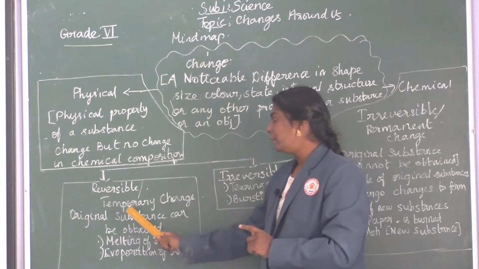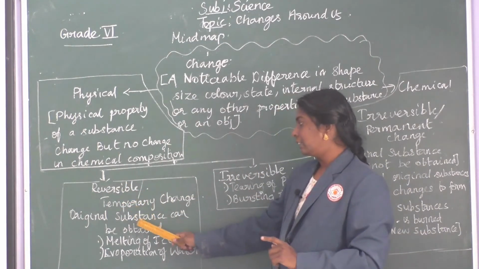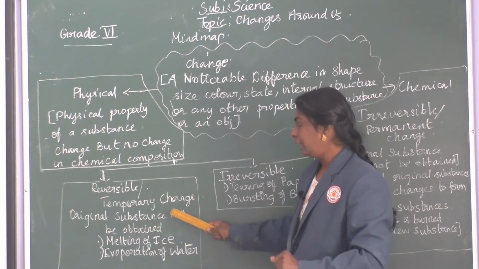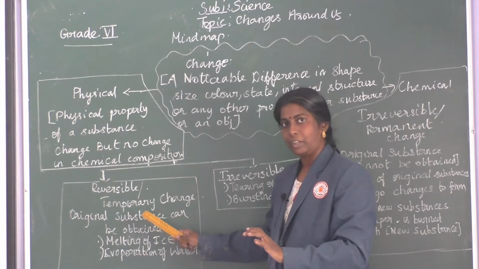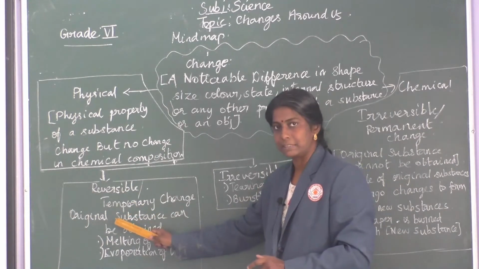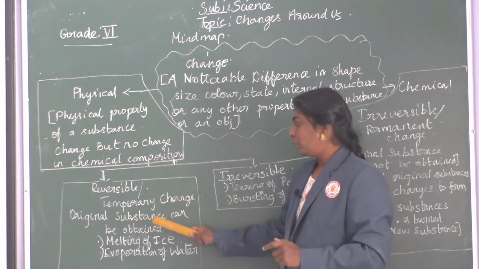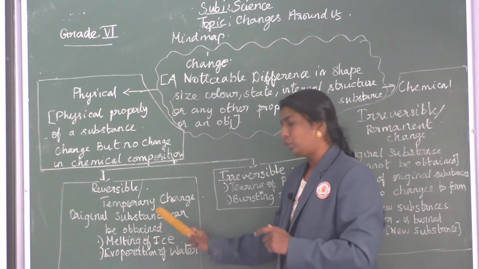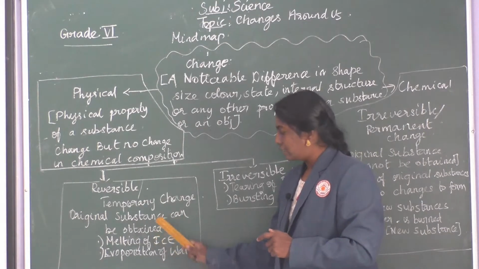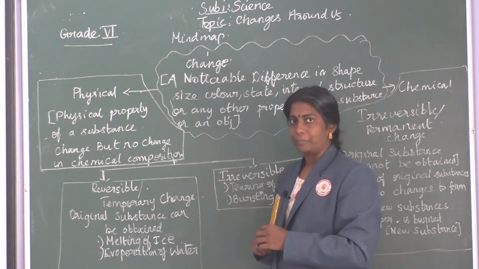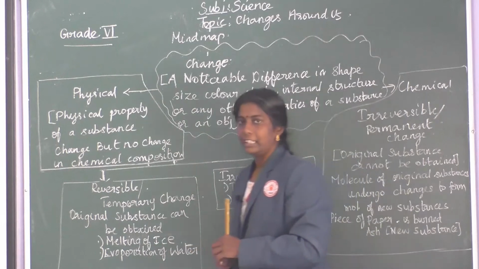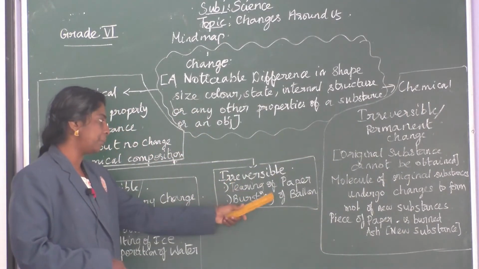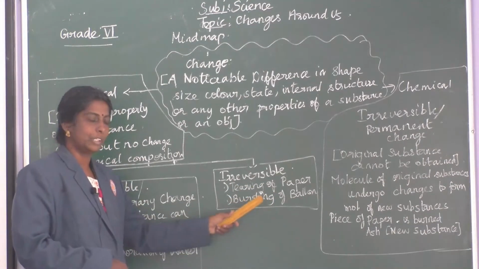So, here about the reversible change, what do you mean by reversible change? The original substance can be obtained as such. We can get the original substance. So, here melting of ice and evaporation of water are mentioned as examples, and then reversible change, example tearing of paper, bursting of balloon and all.